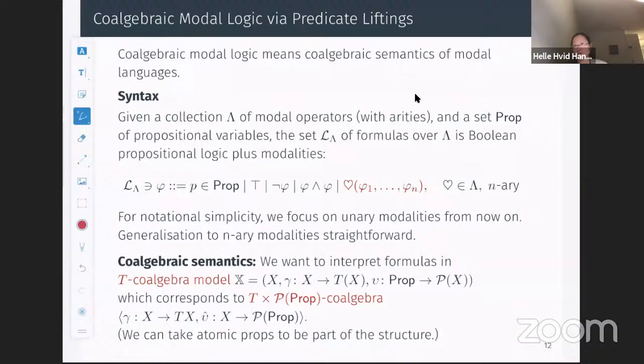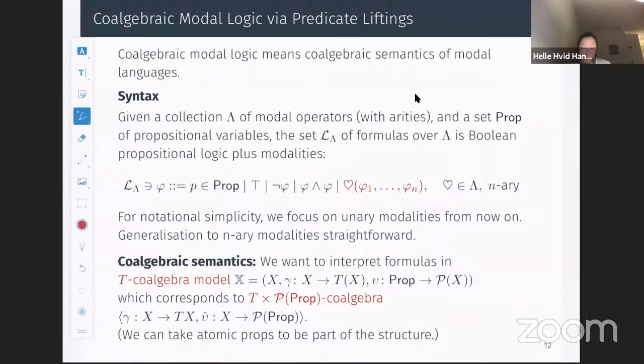So the way one usually starts is that you assume that you have some modal signature. So you have some collection of modal operators with the arities. And usually you base yourself over just Boolean propositional logic. So you take your favorite Boolean connectives again and you add some modalities. So this is just a straightforward generalization of the basic modal language that you saw before. And we allow the modalities to be n-ary. They don't have to be unary. And for notational simplicity, I will often focus on unary ones, but sometimes it's actually easier to distinguish things when you take in the arbitrary arities. But in any case, generalization to n-ary modalities is straightforward.